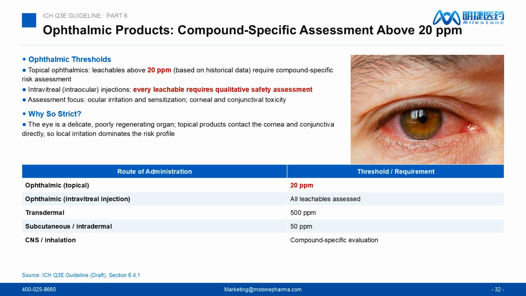What do you assess? Local effects: ocular irritation and sensitization, corneal and conjunctival toxicity. Systemic numbers are secondary here. The eye is a local tolerance story.